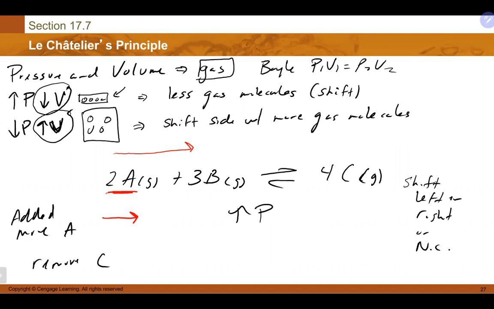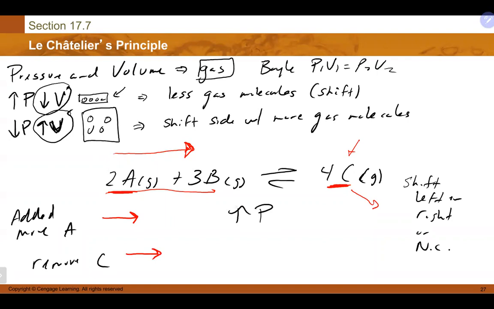If we remove C, C is over here. So when we remove something, it really goes towards the side we removed it from. So if we get rid of some C, we once again will have an abundance of reactants present. And that is going to also cause the reaction to shift to the right to fill the hole we made there by removing C. So we would expect it to shift to the right here. Any question on those two?